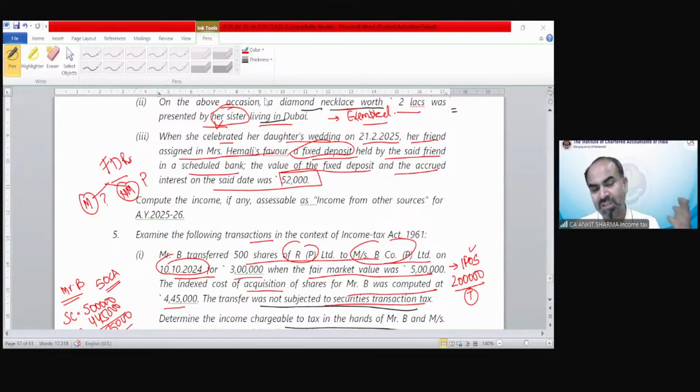So if you receive any asset, in this example, if you receive shares whose market value is 5 lakh rupees and you have paid only 3 lakh for that, then 2 lakh would be your income from other sources. 3 lakh would be your cost of acquisition in this case. That is the amount of expenditure you have done, so that could not be treated as your income. We are discussing what should be your income. Whatever amount you received as a gift, that would be treated as your income. Okay.